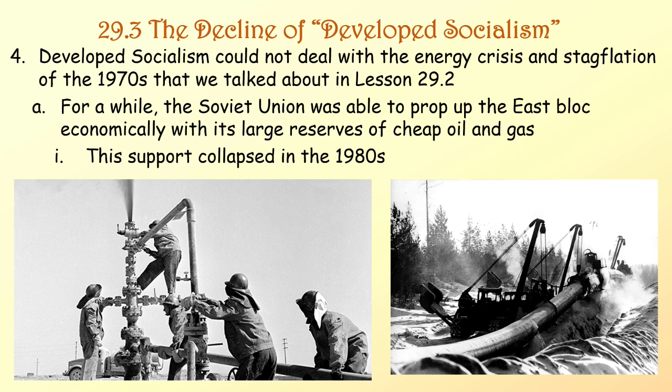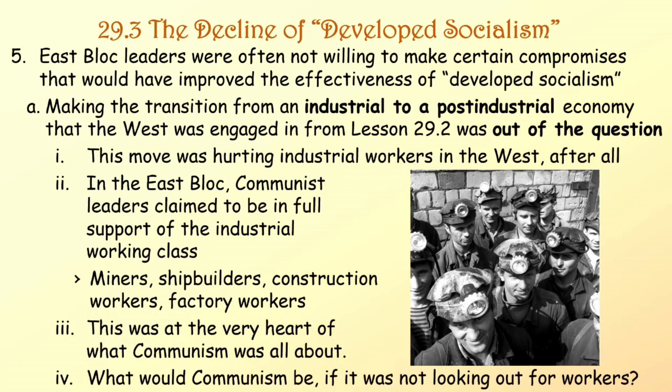Developed socialism could not deal with the energy crisis and stagflation of the 1970s that we talked about back in Lesson 29.2. For a while, the Soviet Union was able to prop up the East Bloc economically with its large reserves of cheap oil and gas. But this support collapsed in the 1980s. East Bloc leaders were often not willing to make certain compromises that would have improved the effectiveness of developed socialism. For example, making the transition from an industrial to a post-industrial economy that the West was engaged in from Lesson 29.2 was out of the question. This move was hurting industrial workers in the West, after all.